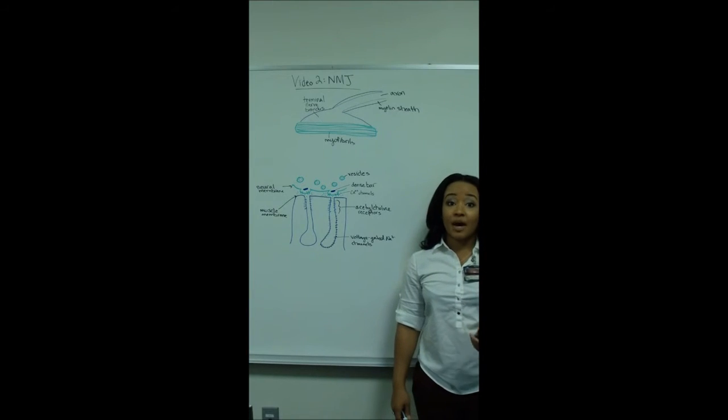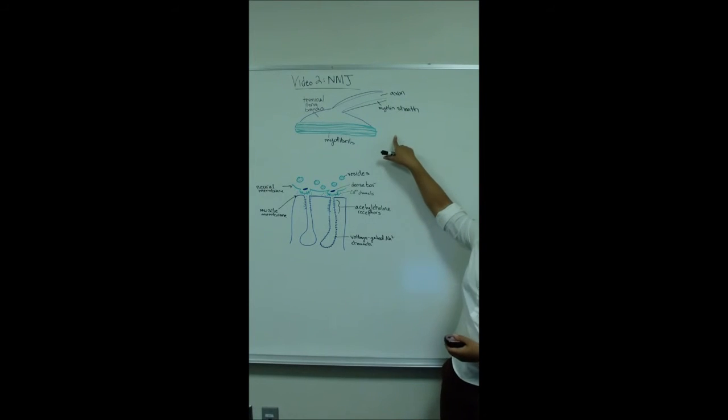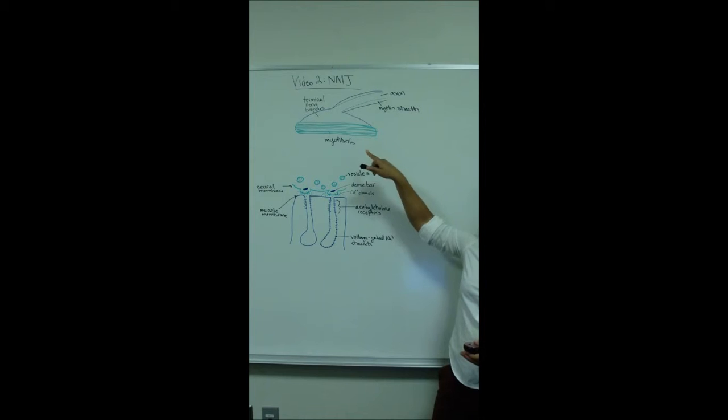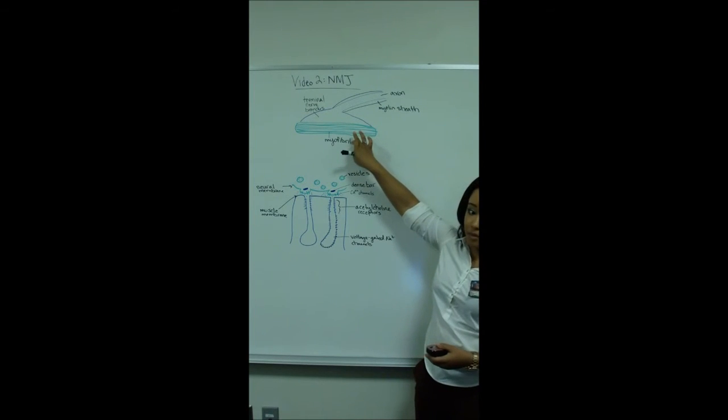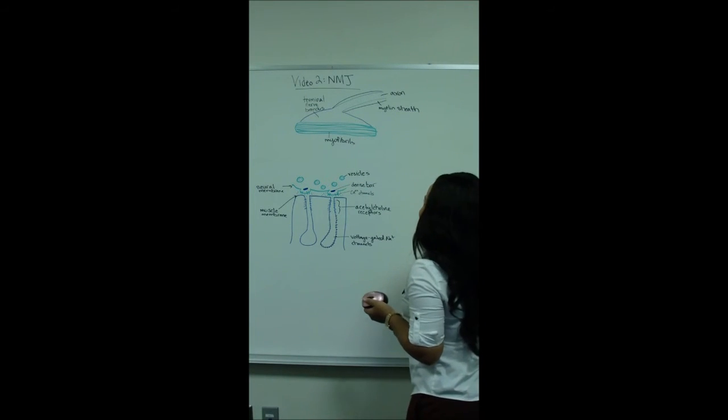Okay, that's video 1. Now we're going to talk about the neuromuscular junction. So what is the neuromuscular junction exactly? The nerve fiber forms a complex of branching nerve terminals that invaginate into the surface of the muscle fiber, but lie outside the muscle fiber plasma membrane. This entire structure is called the motor end plate.